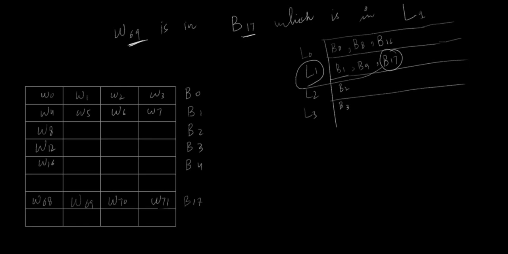So this is position 0, 0. This is position 0, 1. This is position 1, 0. And this is position 1, 1. So word 69 is at position 0, 1 inside block 17, which is inside line number 1. Exactly. So everything I asked you is totally provable.